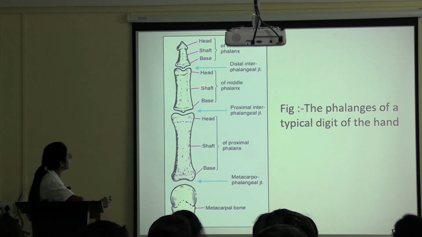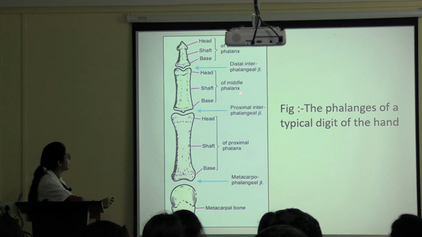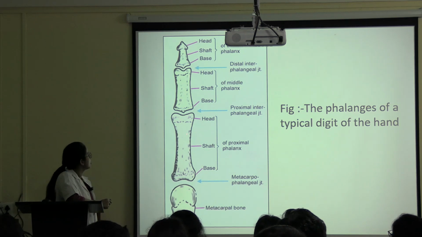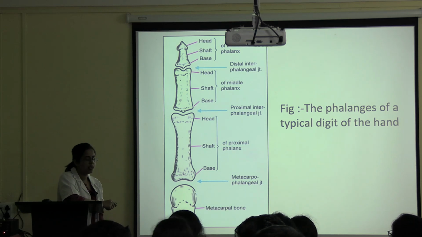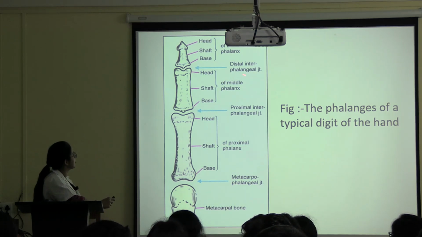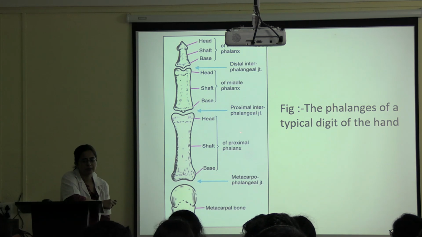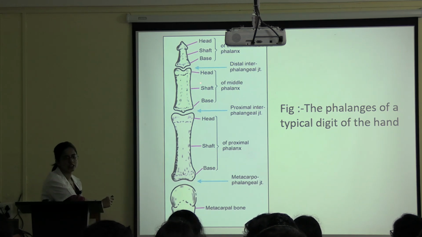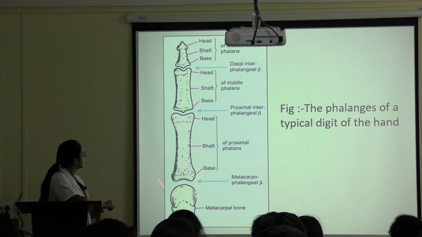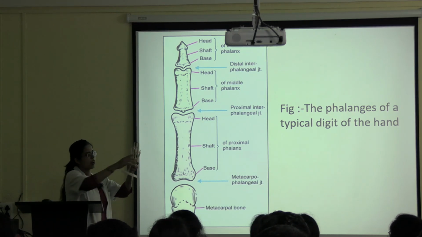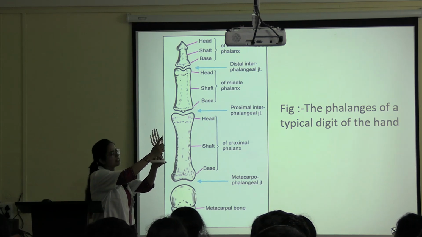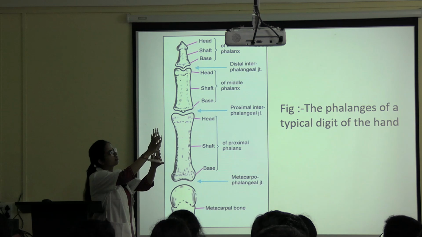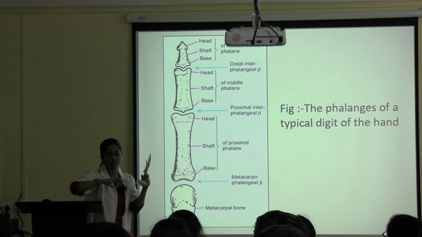Similarly, the base of the middle phalanx has two concavities to fit the convexities of the head of the proximal phalanx. Clear? The head of the middle phalanx is also in the shape of a pulley. And this part is irregular in shape. So these are the parts of the phalanx. So this is what? Proximal phalanx. This is distal. Okay, clear?